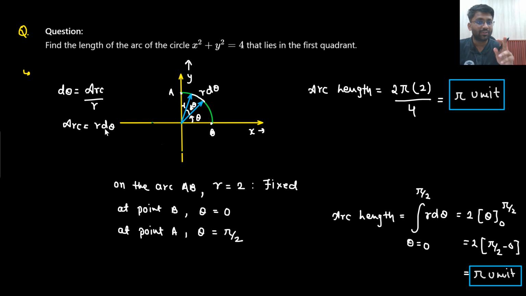In the direction of theta, how much do we move? r d theta. In the direction of r, how much do we move? dr. In the direction of rho, how much do we move? d rho. In the direction of phi, how much do we move? Rho d phi.